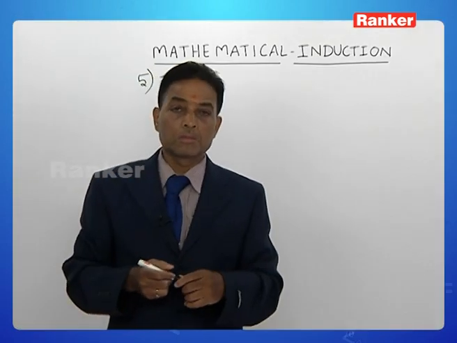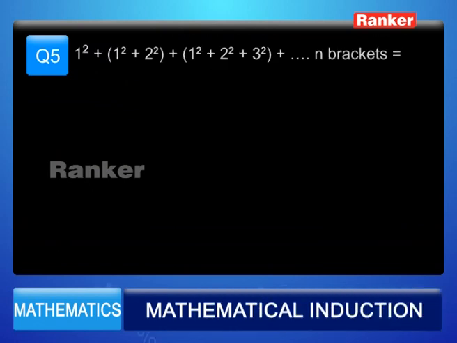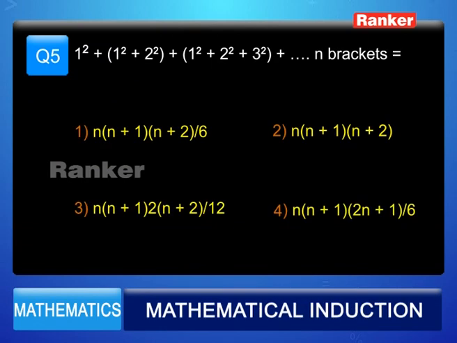Question number 5. Sum of the terms given in the series: 1 square, that is the first term, plus the second term, 1 square plus 2 square, as a single bracket. Third term, again 1 square plus 2 square plus 3 square, the third bracket, and so on up to n terms. Then what is the total value?